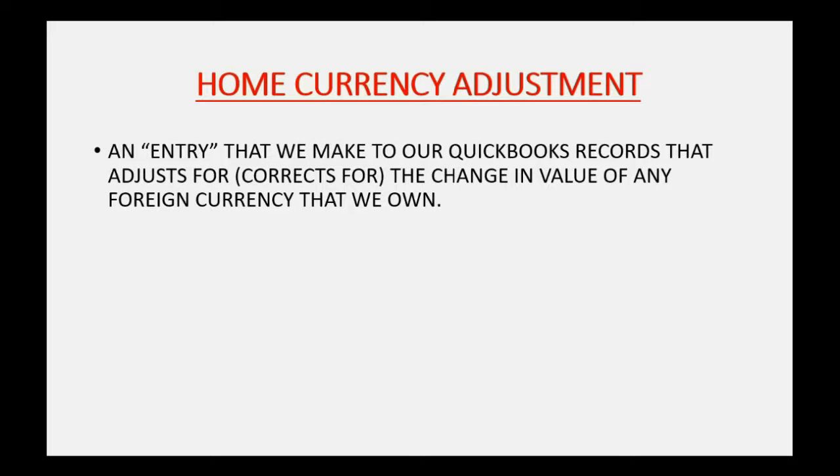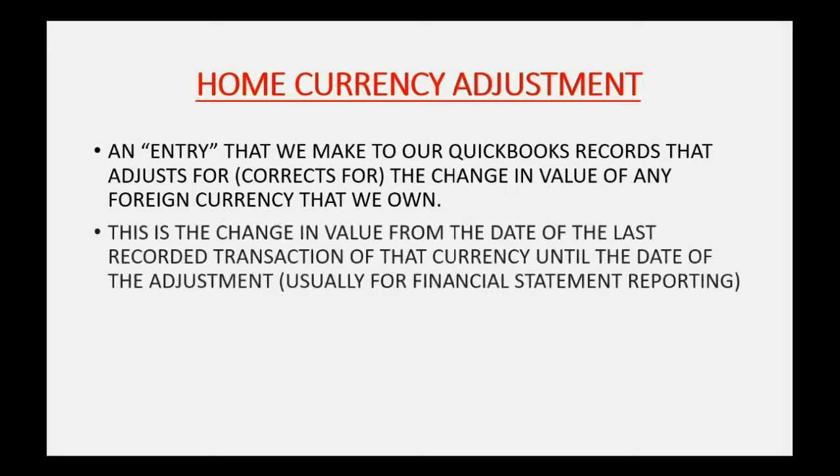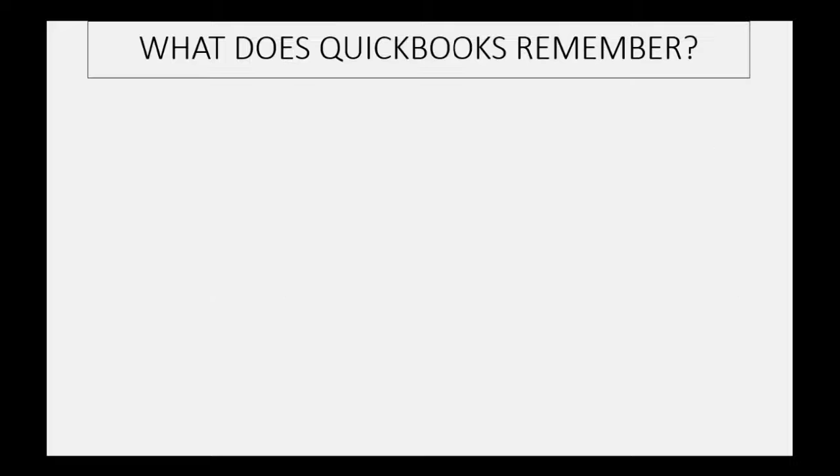A home currency adjustment is an entry that we make to our QuickBooks records that adjusts for, or corrects for, the change in value of any foreign currency that we own. This is a change in value from the date of the last recorded transaction of that currency until the date of the adjustment, which is usually for financial statement reporting.